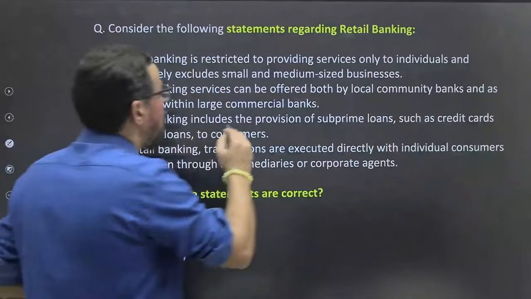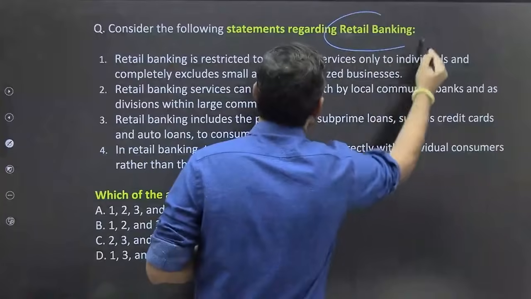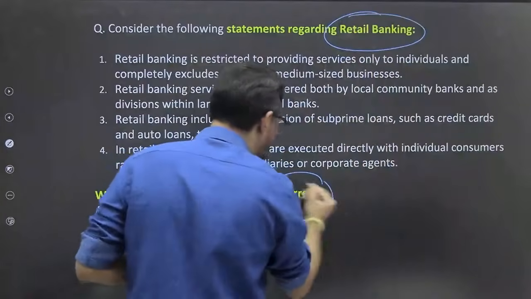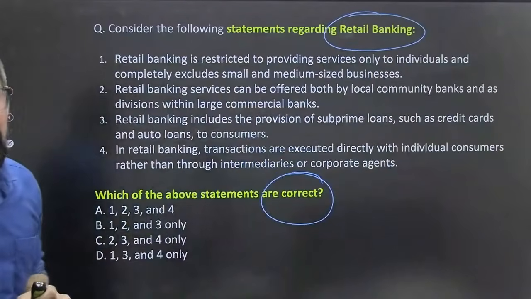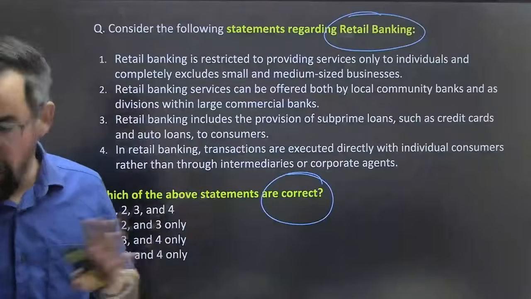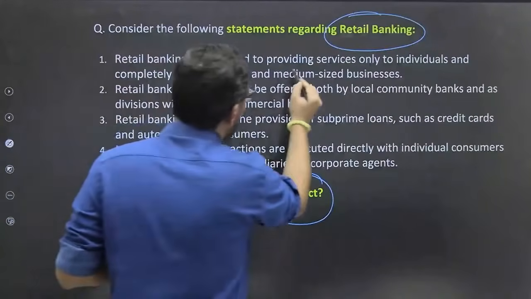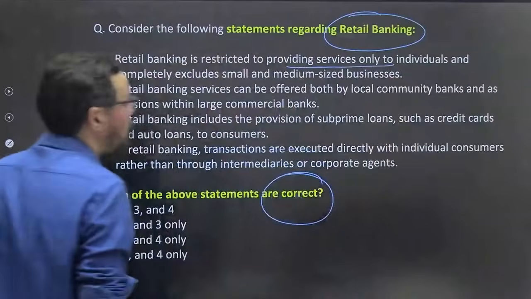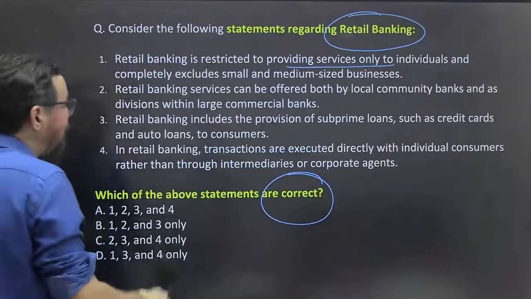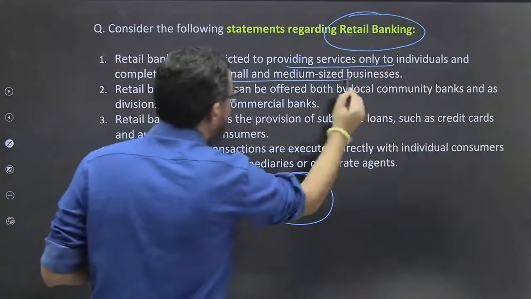Which of the following statements about retail banking are correct? So we have to find out the correct statements about retail banking. All these questions are generally for 1 mark statements. Retail banking is restricted to providing services only to individuals, completely excluding small and medium sized businesses.